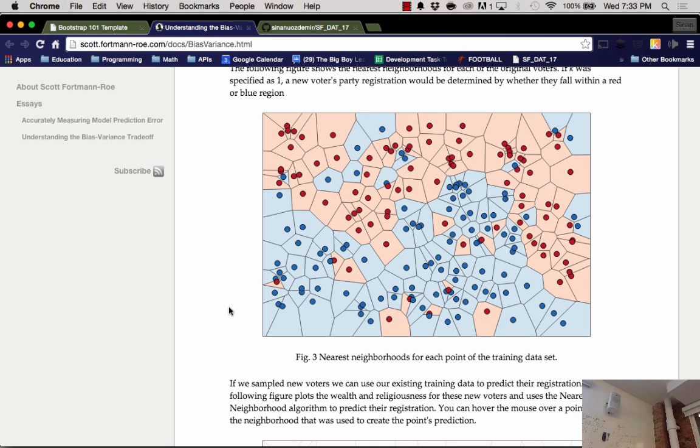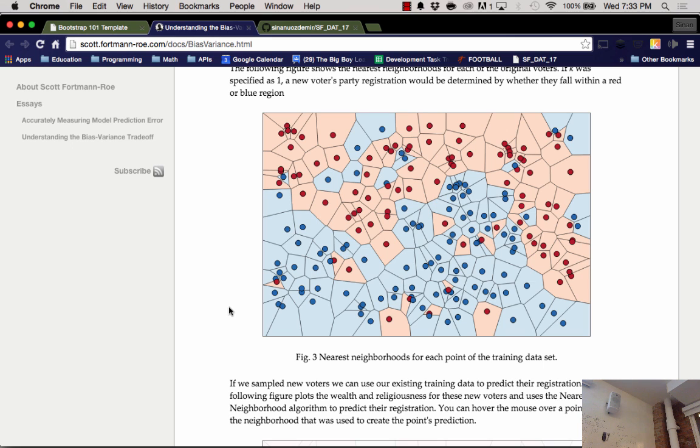Likewise, in this very light red, it means if you're in the very light red, the closest neighbor to you is a red dot. Therefore, you would be classified as a red or as a Republican. This graph actually has a very specific name. Does anybody know what that is? There's a very specific name for this graph that uses one neighbor to segment out. You want to know? It's called a Voronoi diagram.